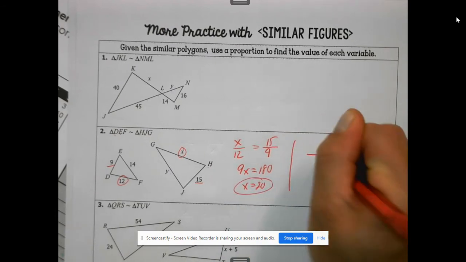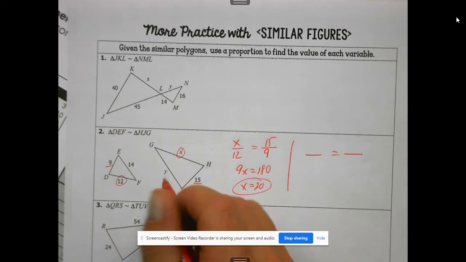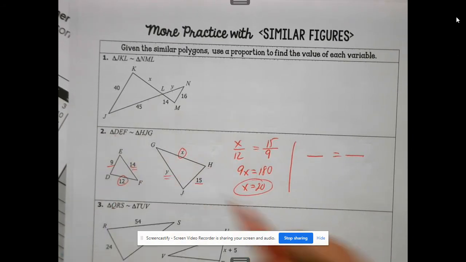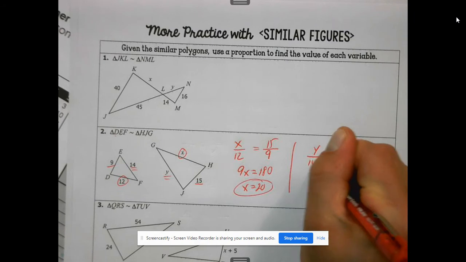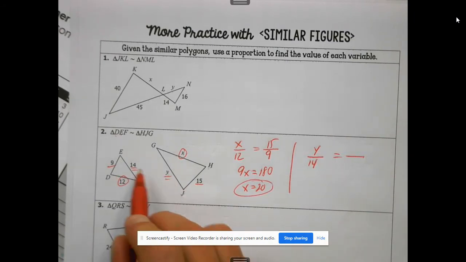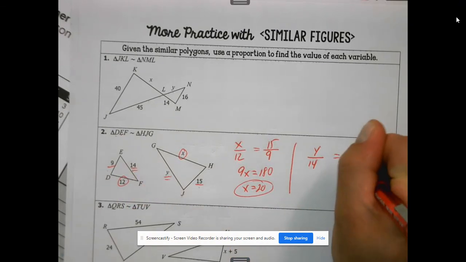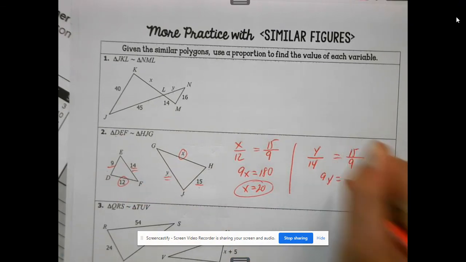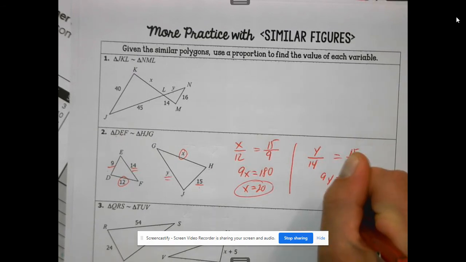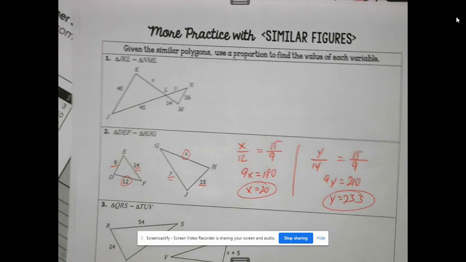Now for the y. All right, well, in this case, we kind of know what's going on here, right? I know that y will match up with a 14 this time. And then I got to use that 15 over 9 again. So right to left, right to left. Let's see, I have 9y. 14 times 15 is 210. And then 9 goes in there 23.3 times.